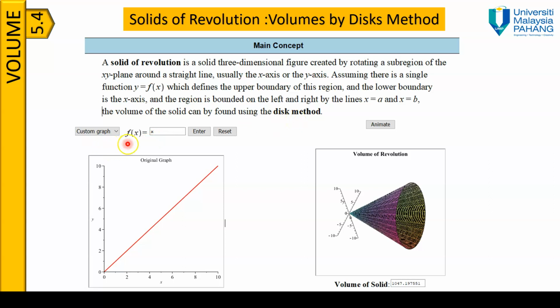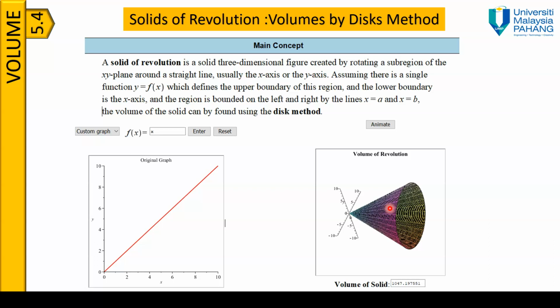For example, let's say we have the function f(x) equals x. Then we will have this straight line here, which is our upper boundary of the region, and it is bounded by the x-axis, for example from 0 to 10, which is our lower boundary. Then we can find the volume of this region, which represents a solid. If we rotate this about the x-axis, it will give you a cone. We can calculate the volume of this cone by using this formula, which we will look at later.